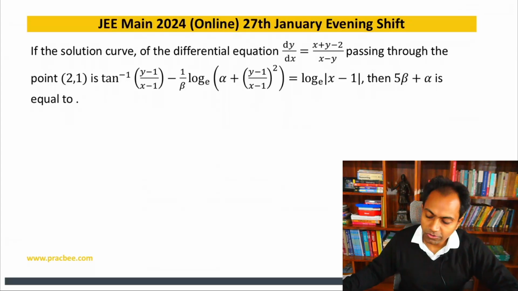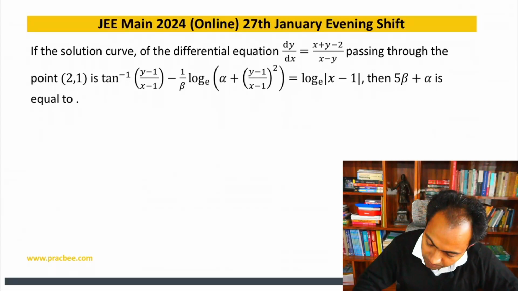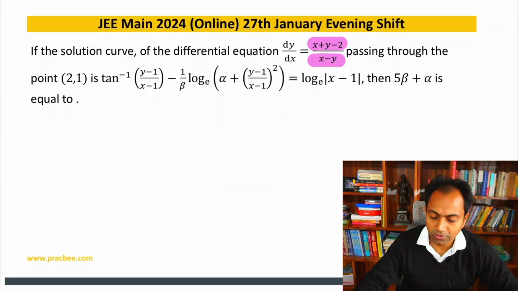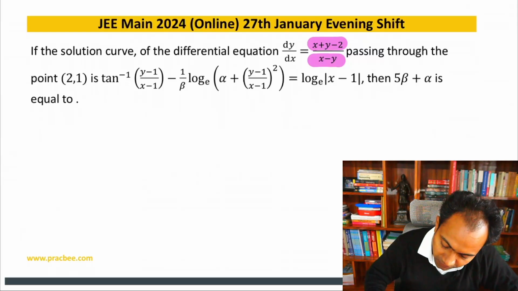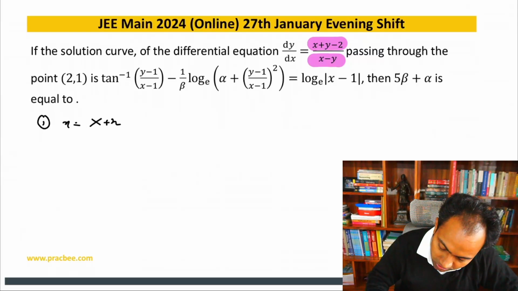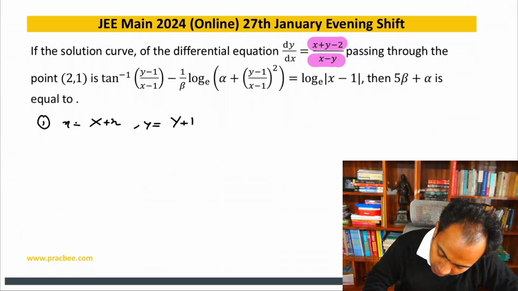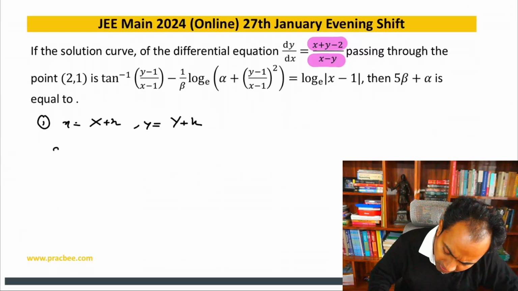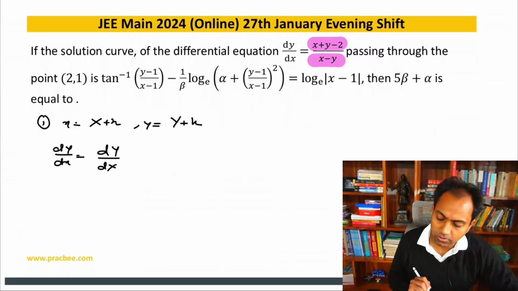So in this 2024 question, we have been given this form. If you carefully observe, it is nothing but linear in x and y in the numerator and denominator. So the first step would be to put small x as nothing but capital X plus h, where h is a constant, and small y is nothing but capital Y plus k. As a result, if I write dy by dx, it will be equal to d of capital Y by d of capital X. It is not going to get affected.